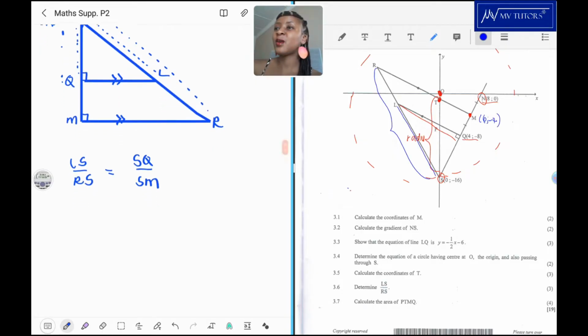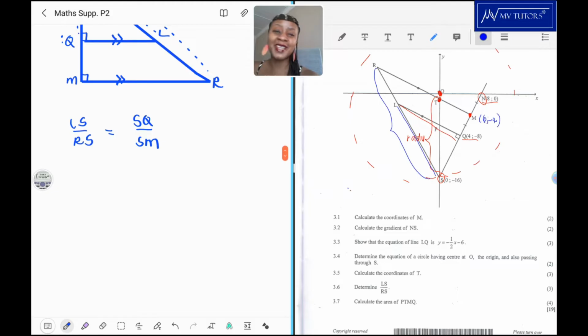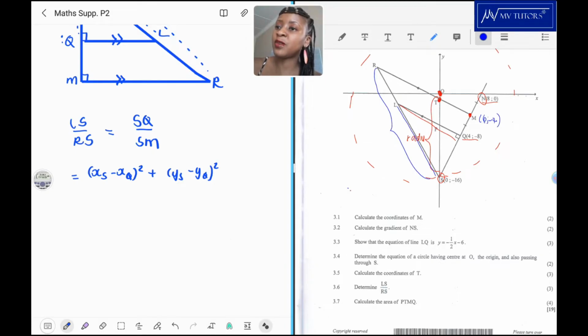Okay, cool. So now we need to get the lengths of SQ and the lengths of SM. Okay, so we're going to use the distance formula here. For SQ, I'm going to say the x coordinate of S minus the x coordinate of Q, all of that is squared, plus the y coordinate of S minus the y coordinate of Q squared. And that will be over, but remember there's also that square root.